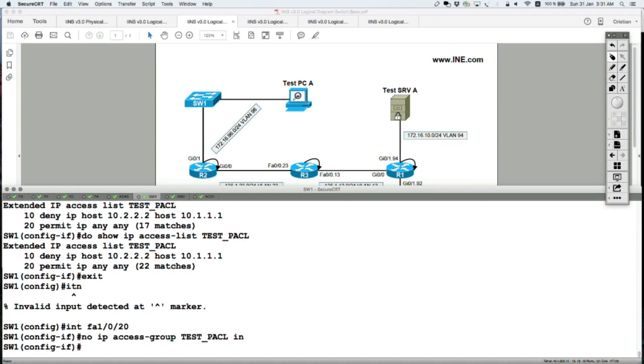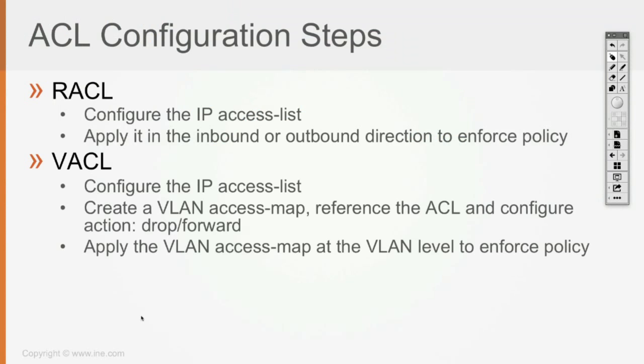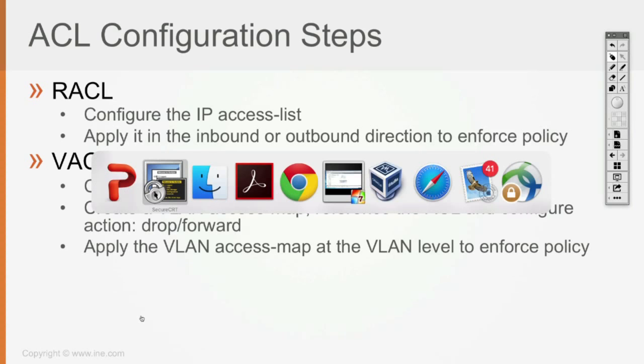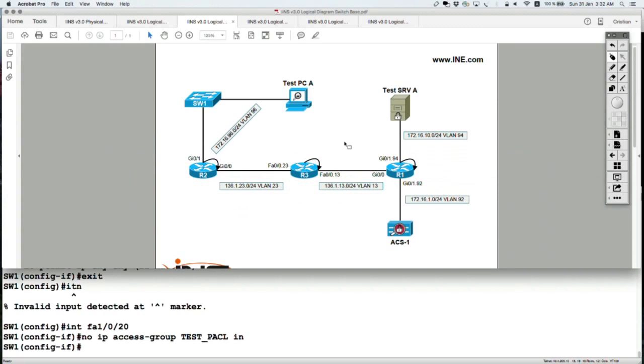And the rest is going to be a VACL. So that was the port ACL. Let's speak about VACL. For the VACL, you configure the access list, but this time you reference the access list in a VLAN access map. In the VLAN access map, you define the action, so what to do with the packets, and then you apply the VLAN access map at the VLAN level to enforce policy. So what I'm going to do now is look at VLAN 23.